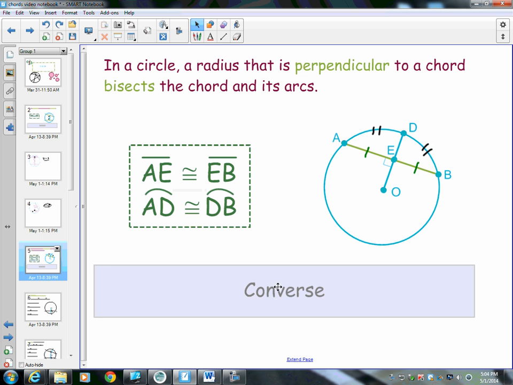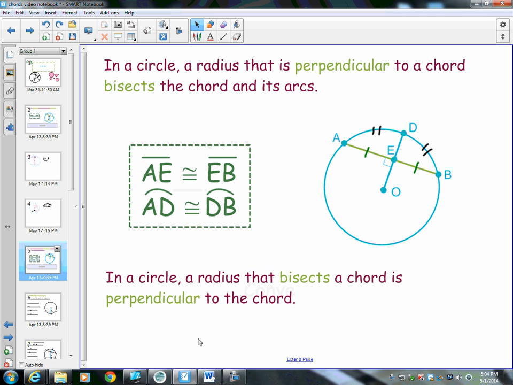You can also use a converse, again, where you flip it. If you have a circle where the radius bisects the chord, then it has to be perpendicular to it. So if these sections are congruent to each other because of an intersecting radius, then they have to be perpendicular. It has to make a right angle.